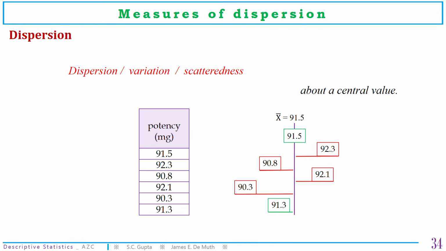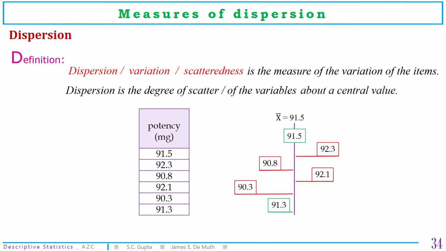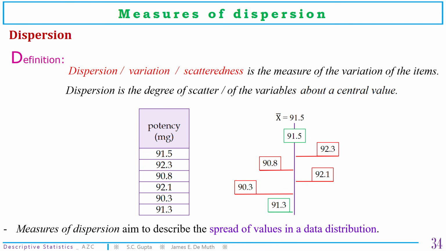Measures of dispersion. Dispersion is due to the variation of observations from about a central value. Dispersion or variation or scatteredness is the measure of the variation of the items. Dispersion is the degree of scatter of the variables about a central value. Measures of dispersion aim to describe the spread of values in a data distribution.